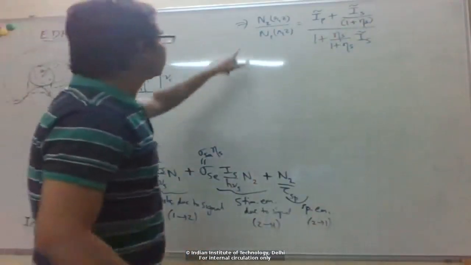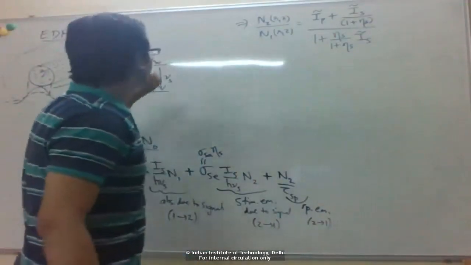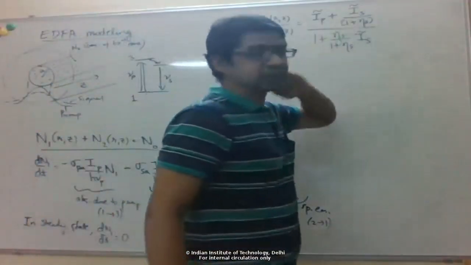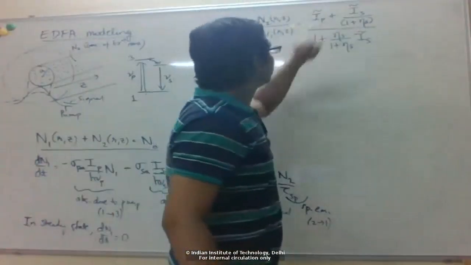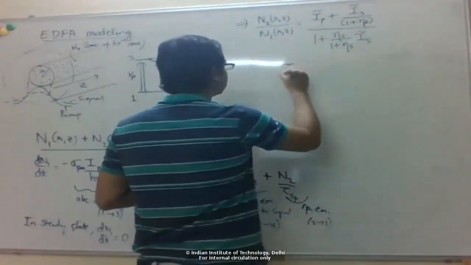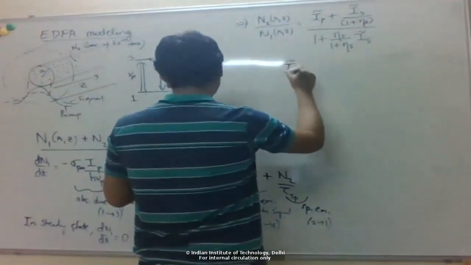Okay, so the fraction of atoms in the second level as compared to the first level depends on both the pump intensity and the signal intensity. Okay, so I put a tilde here. This tilde basically denotes that this is a normalized intensity.